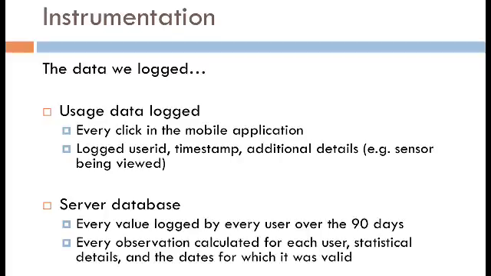The app was instrumented. We captured every click in the mobile application with a user ID, a timestamp, and what screen they were looking at, what was visible at the time, so we could go back and analyze that later. And we had a database on the server that kept track of everything that people logged, as well as every observation that was created for them over the 90 days. So we could see how those observations stayed statistically significant or didn't stay statistically significant over time. And that's important if you're logging things, to keep a history and not just delete things that are old, because you might want to go back and look at that history later, as we did with this.